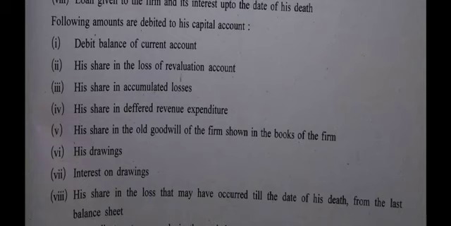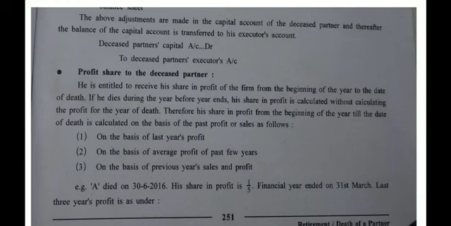Please do not worry if you fail to understand several points here. You will definitely understand them when we solve a long sum. Fine then, let us see what is the next topic. They say the above adjustments are made in the capital account of the deceased partner and thereafter the balance of the capital account is transferred to his executor's account. And here is the journal entry for the same.